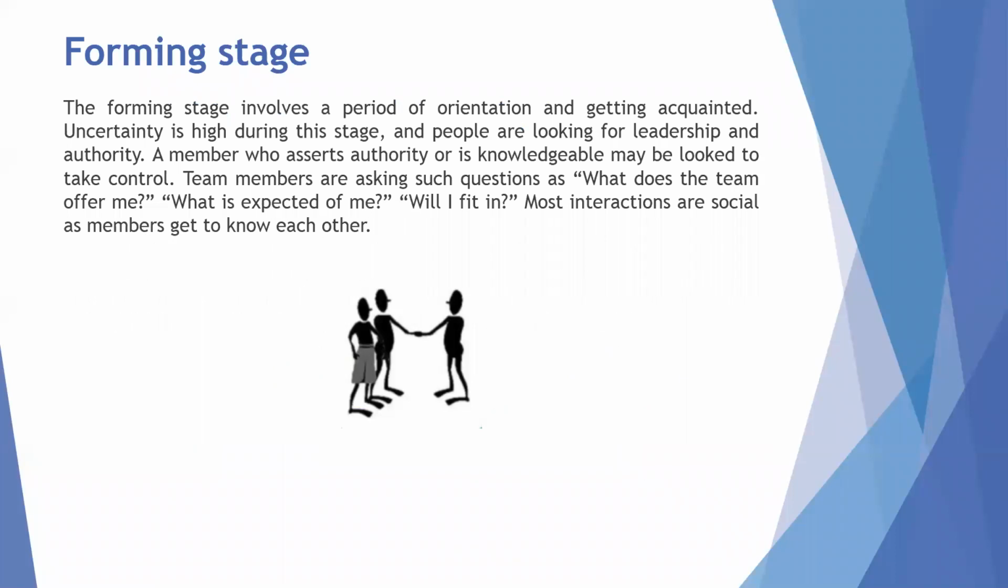So the forming stage. The forming stage involves a period of orientation and getting acquainted. Uncertainty is high during this stage, and people are looking for leadership authority. A member who asserts authority and is knowledgeable may be looked to, to take control. Team members are asking questions such as what does the team offer me, what is expected of me, where will I fit. Most interactions are social as members get to know each other. So in the forming stage, when you are in the group, you will think who are the group members, who is she, who is he, how will that person be. Okay, which topic do I have to do, will they ask me to do it, or will they do it, who is going to talk first, who is going to present, who is going to write.